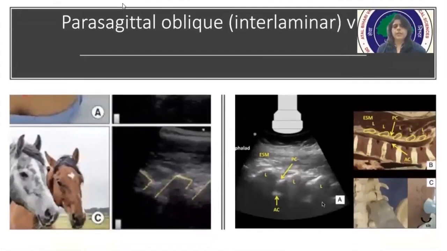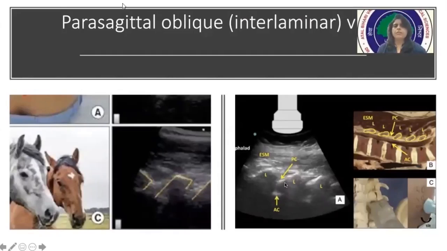Then move slightly more medially and tilt your probe towards the medial side to form a parasagittal oblique interlaminar view. In this view, you can see these are the lamina, and there will be a break. Then lamina, then there will be a break. This break is nothing but the interlaminar space, which will provide us a window to see the posterior complex and anterior complex. In between the posterior and anterior complex is the spinal canal.